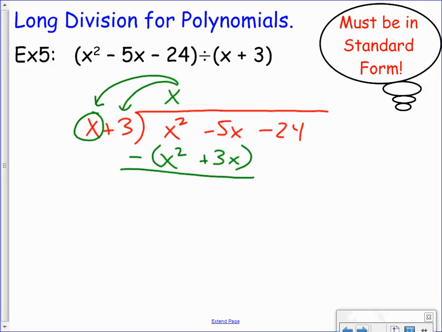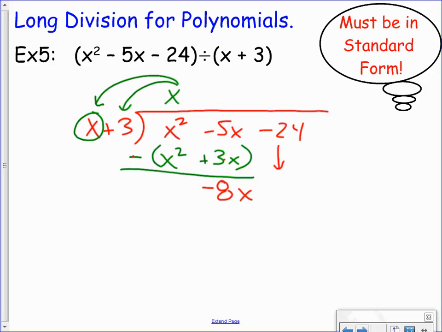So x squared minus x squared is 0. Here's the trick. Negative 5x minus 3x is negative 8x, because you're subtracting this 3x. You just base it on the front number. That's it. Base it on the front number. Distribute. It's good stuff. All right, here we go.